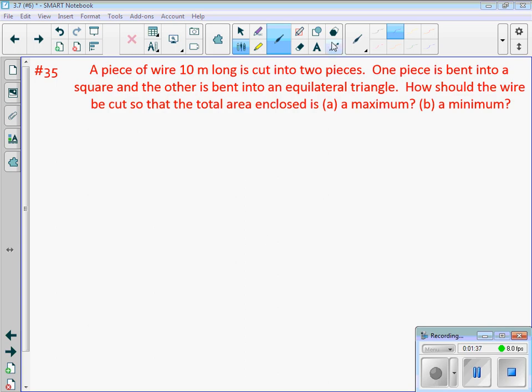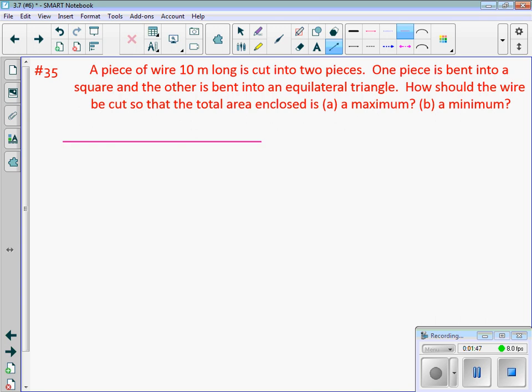Okay, so we got a piece of wire here, and it says it's cut into 2 pieces. We're going to also make sure we think about the endpoints with this one, so where it's not cut, and all of it's used for one or all of it's used for the other. But let's assume here that it's cut for 2 pieces for our picture. And we've got one piece would be x, and the other piece would be what then, if the whole thing's 10? 10 minus x.